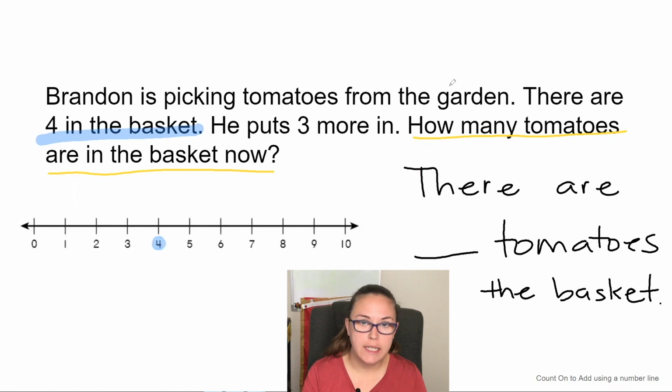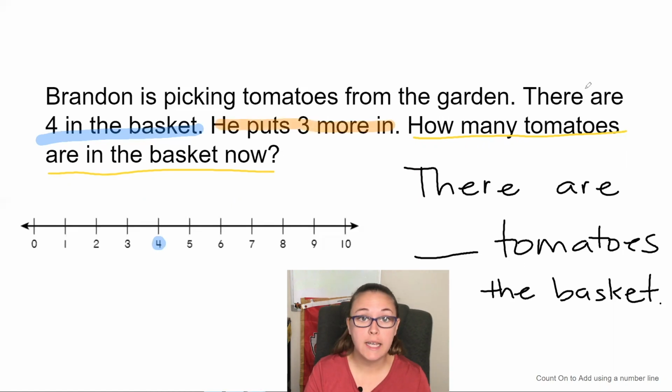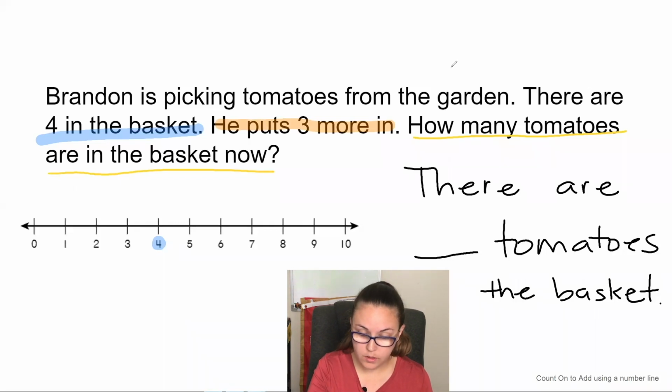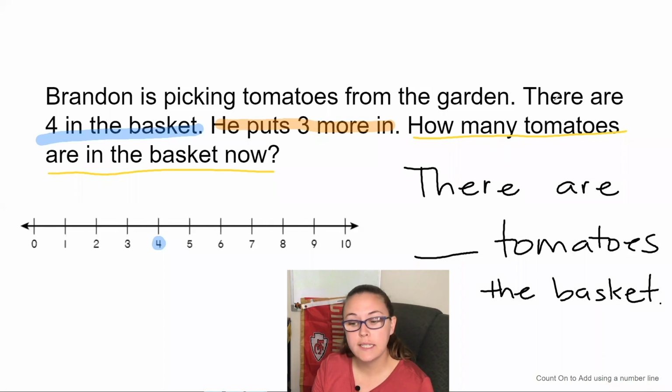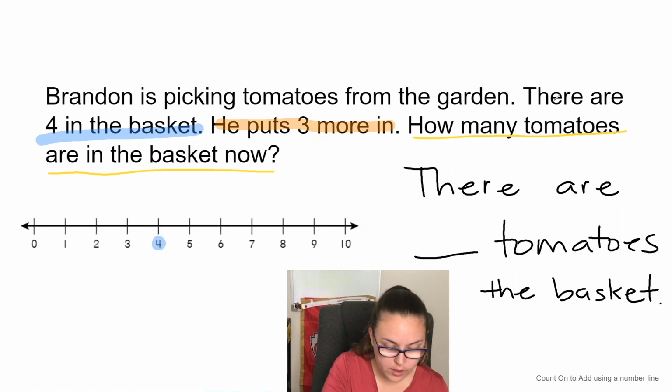How many do we need to count on? Let's read the next sentence. The next sentence says, he puts 3 more in. So that tells me we need to count 3. So I'm going to take my tool here, and we're going to count 3 jumps to the right because he's adding. So 4, count 1, 2, 3, and I'll draw my arrow there because that's where I'm going to stop.